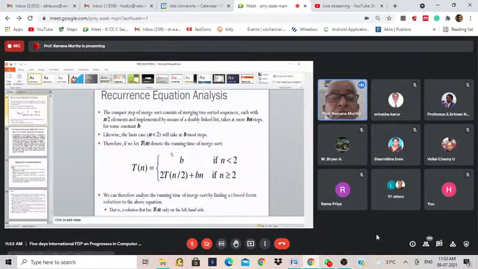Likewise, the base case n less than 2 will take b more steps, and therefore if we let T(n) denote the running time for merge sort, T(n) can be b for n less than 2, and T(n) can be written as 2T(n/2) plus bn. This can therefore be analyzed for the running time of merge sort by finding the closed form solution for this equation. So that is the solution, with T(n) only on the left hand side.